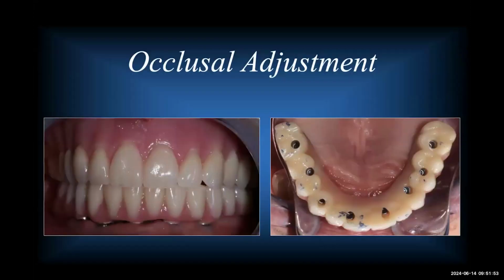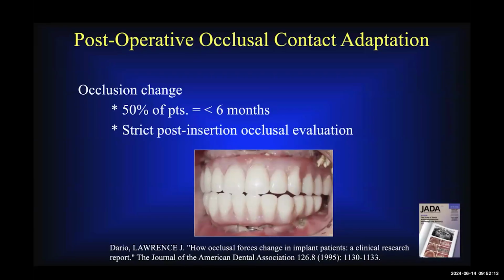Now, the last topic we're going to talk about is occlusal adjustment. And this is very, very important. When you put a prosthesis in, just don't adjust it and then see the patient a month or two later. You have to do a quick follow-up. Why is that? Well, if you look at studies, and this is a good study out of JADA, where they looked at implant prostheses and they brought patients back within 6 months. And what they found is 50%, over half of the patients, actually had some change in their occlusion. So they were biting different.